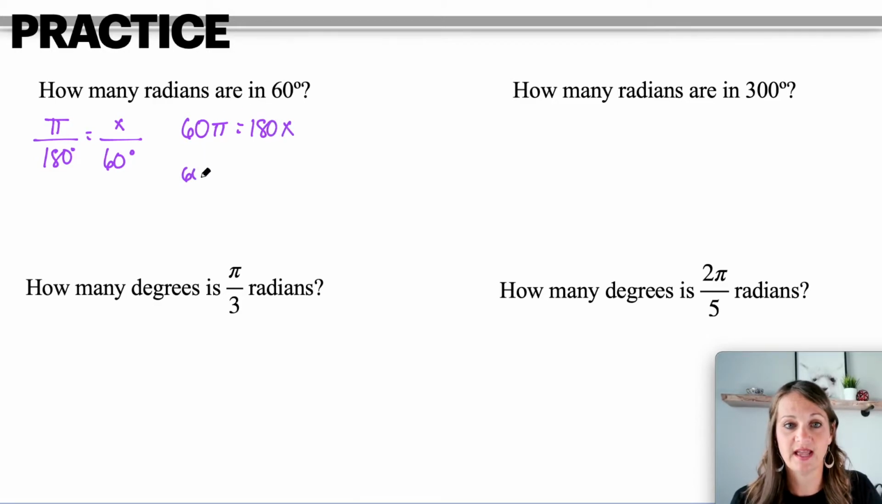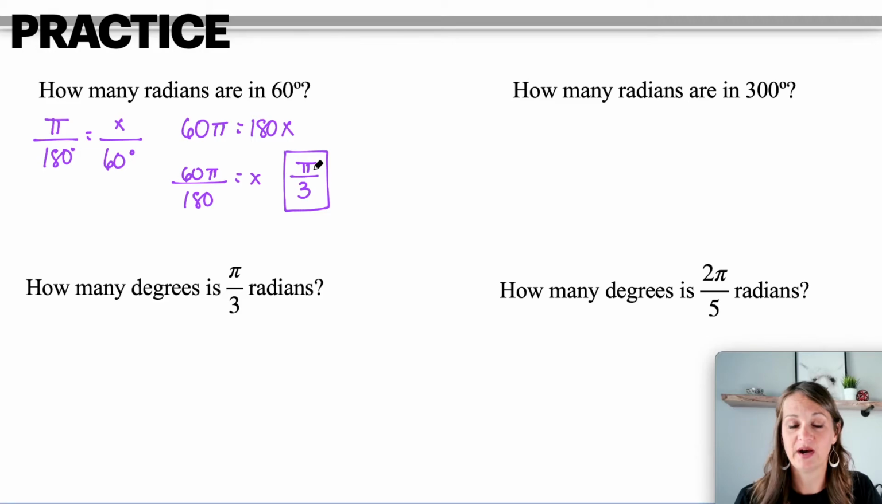So to solve for x, you would divide. Now, here's the deal. Do not put pi in the calculator. You're only wanting to reduce the fraction. So 60 over 180 is just 1/3, or 1/3 pi, or pi over 3, which is the exact same thing.